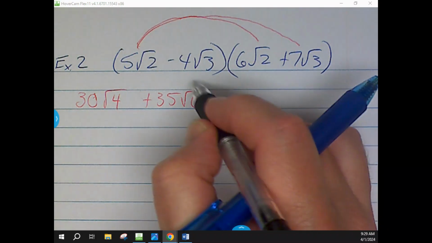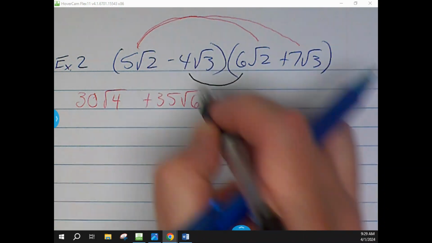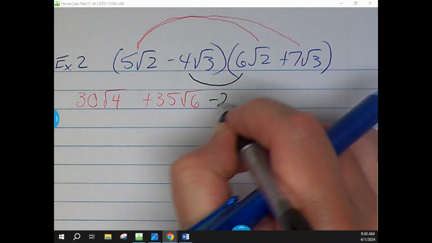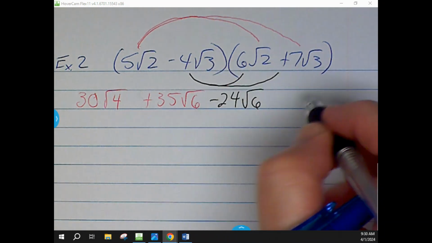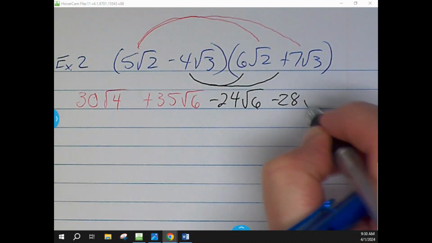All right. With the 4 square root of 3, don't forget the negative that goes with this one. Negative 4 times 6 is negative 24 square root of 6. And then negative 4 times 7 would be negative 28 square root of 9.